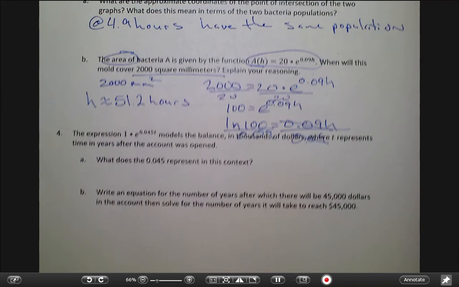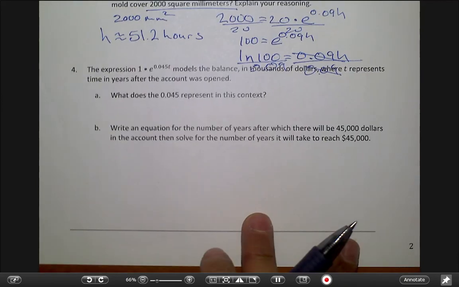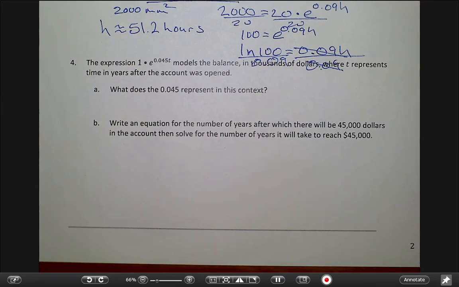Okay, so let's take a look at this next one right here. The representation 1 times e to the 0.045t models a balance in thousands of dollars, where t represents time in years after the account was opened. What does the 0.045 represent in this context?